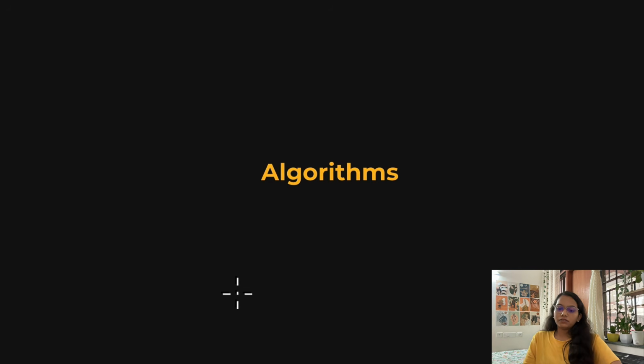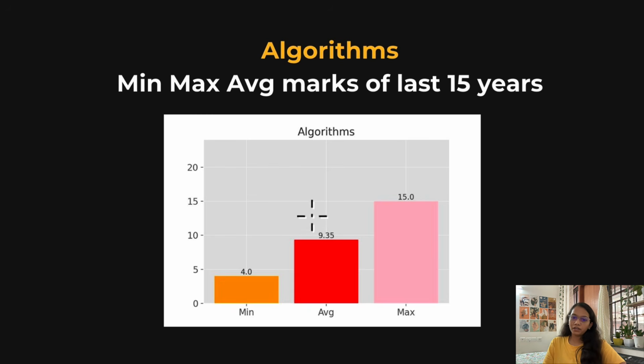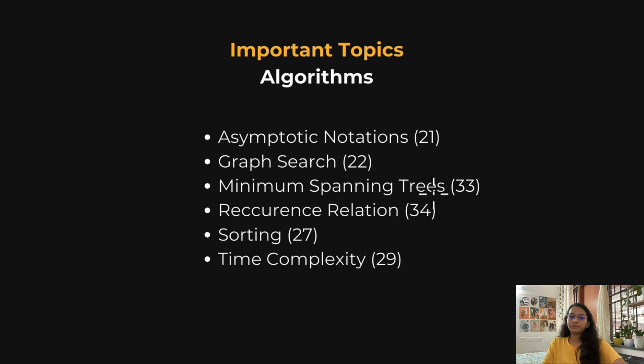Okay. So the next is algorithms. This is the marks distribution for algorithms. If we look at the minimum, average and maximum marks, each year the average is 9 to 10 marks. Okay, so algorithms carries a lot of weightage. In some years you can see even 15 marks from algorithms.